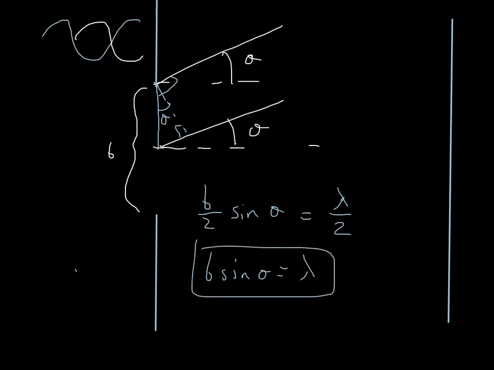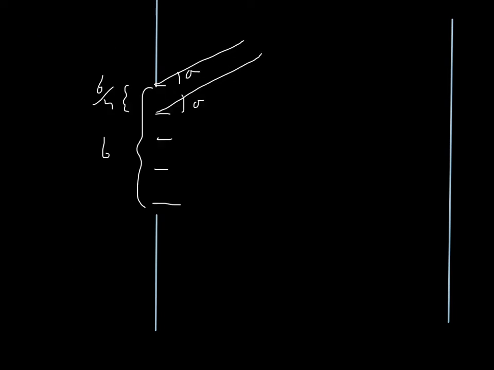Now I would love to tell you that we're done, but we're not done yet. So bear with me for a little longer. Everything that I did before, I could repeat, but instead of dividing my slit in 2, I could divide my slit in 4, like I just did here. Then all my argument would apply just the same, but this time the hypotenuse would be b fourths, right? So I would have the hypotenuse b fourths times sine theta equals lambda half. And then I would still have destructive interference, which means that b sine theta equals 2 lambda. So this would also give me destructive interference.